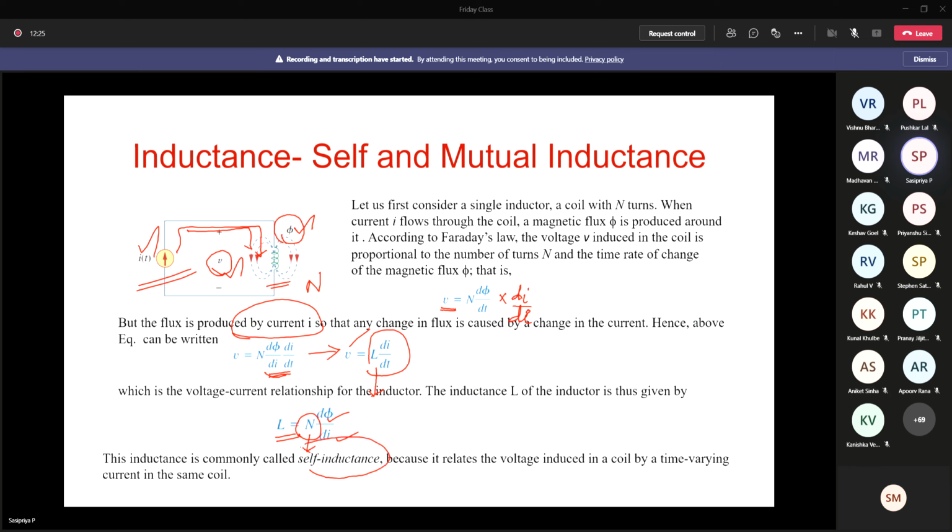Okay, why is this referred to as self-inductance? Because there is going to be a voltage only due to the flux linked with this coil. Okay, voltage induced in a coil because of the current flowing through this coil, not because of any other coupling. Okay, so here we have a voltage induced due to this current. So this inductance is nothing but self-inductance.